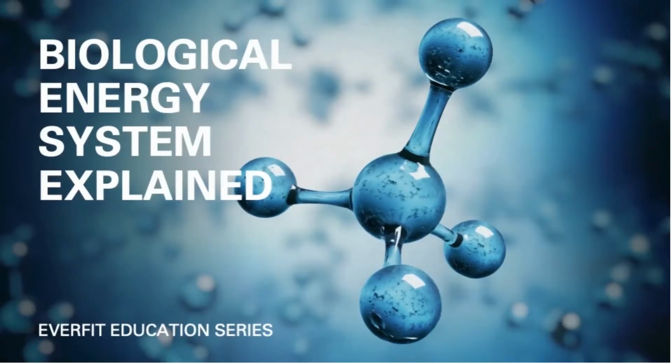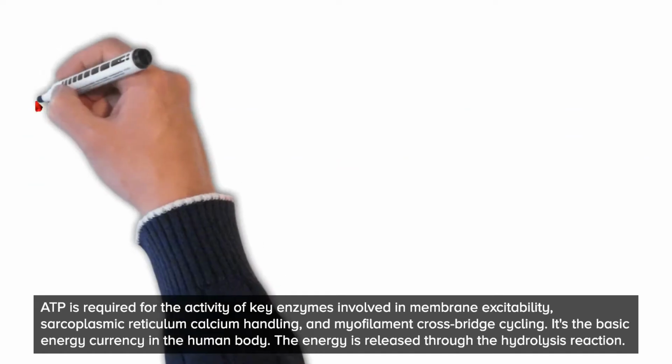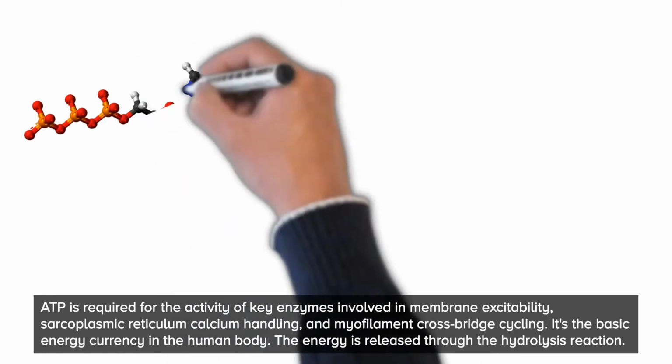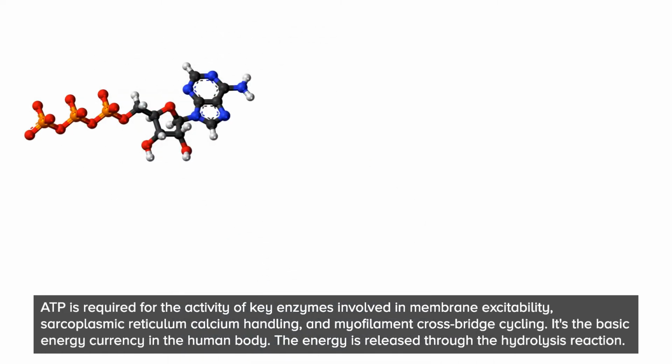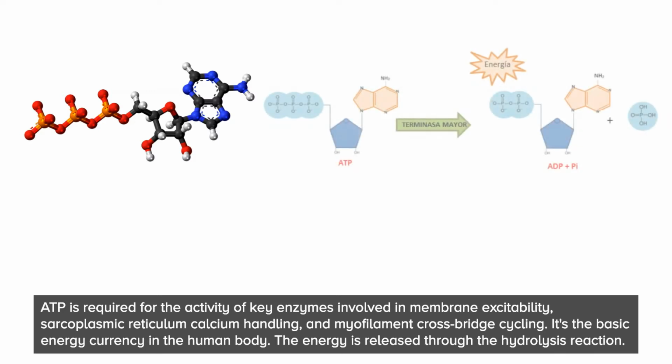The biological energy system explained. ATP is required for the activity of key enzymes involved in membrane excitability, sarcoplasmic reticulum calcium handling, and myofilament cross-bridge cycling. It's the basic energy currency in the human body. The energy is released through the hydrolysis reaction.